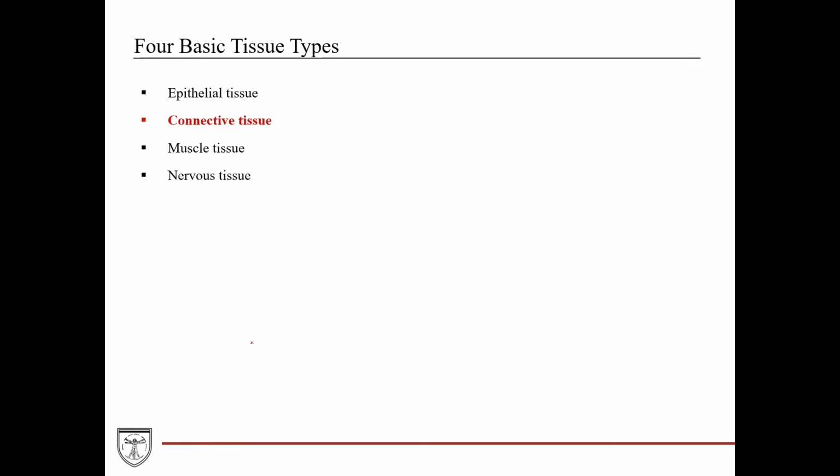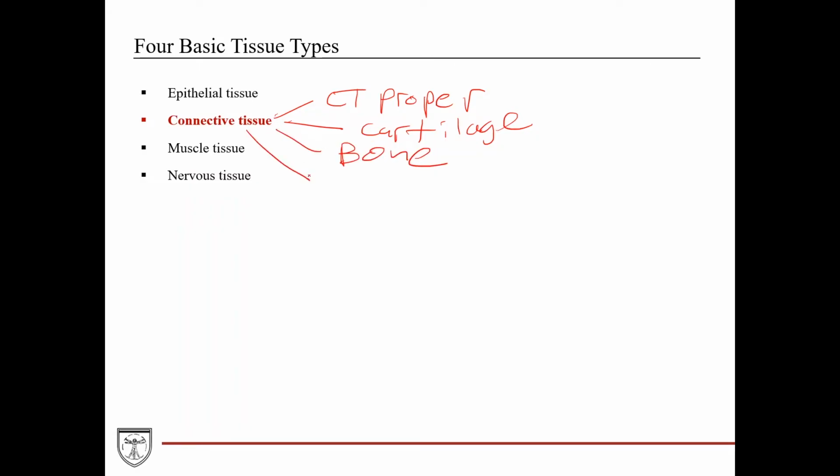And the 4 basic tissue types again, so Dr. Lee talked to you about epithelial tissue. This lecture we're going to talk about connective tissue, which is a broad term that includes a number of different tissues. So obviously connective tissue proper. Connective tissue also includes cartilage. It includes bone, adipose tissue, and several other types of specialized connective tissues as well.